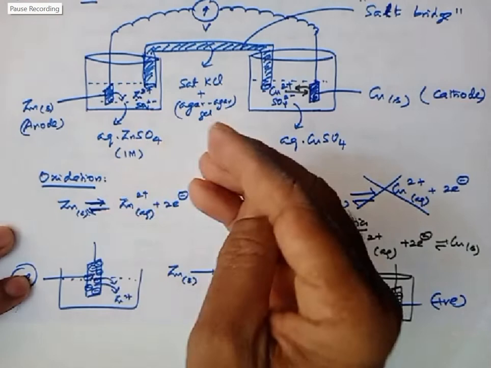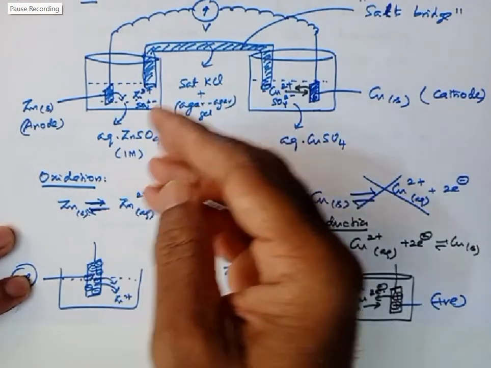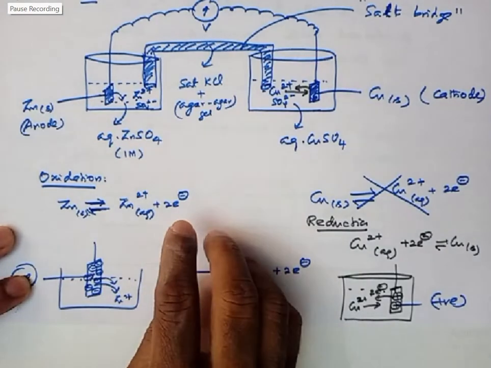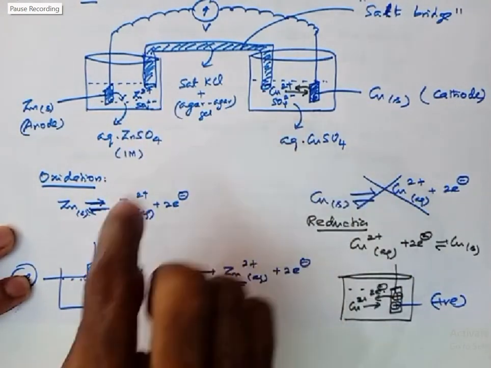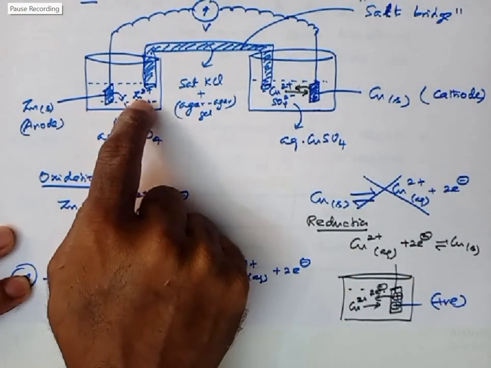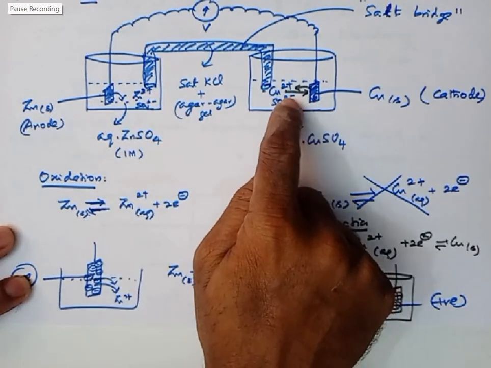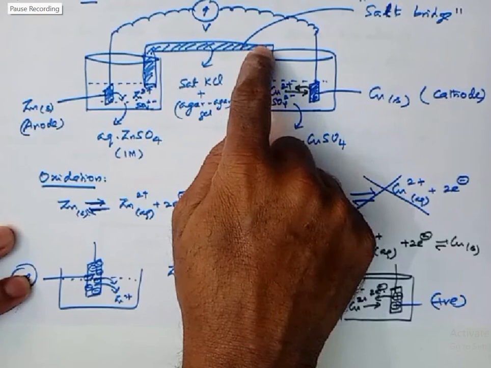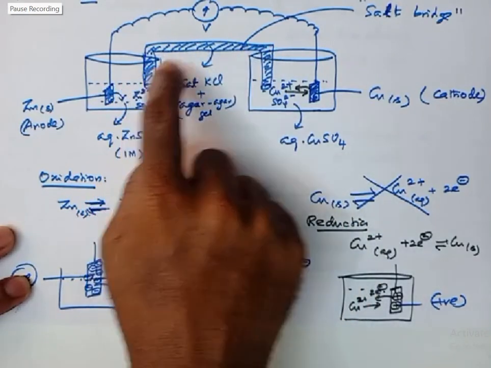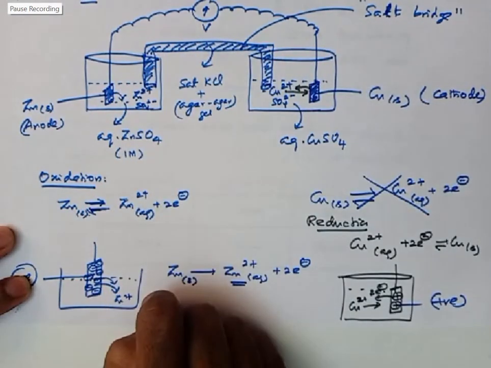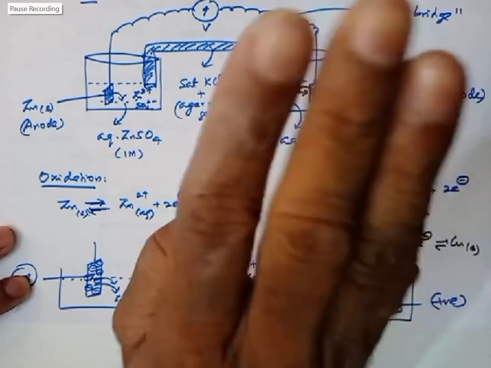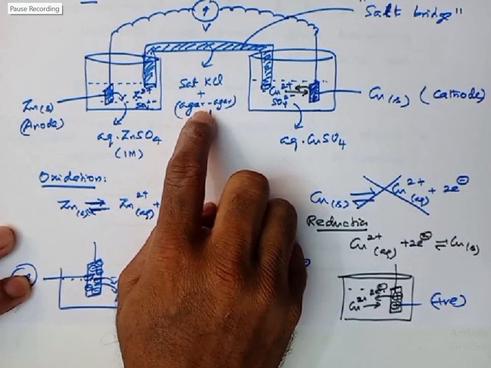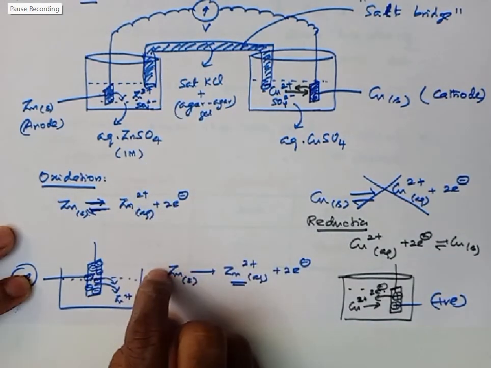Right? For the reaction to occur continuously, what do we have to do? We have to neutralize the solution. We have to neutralize the excess positive charge here, and we have to neutralize the excess negative charge here. For this purpose, okay, we immerse an apparatus called a salt bridge. What is a salt bridge? Usually a salt bridge contains an agar-agar gel with saturated potassium chloride.